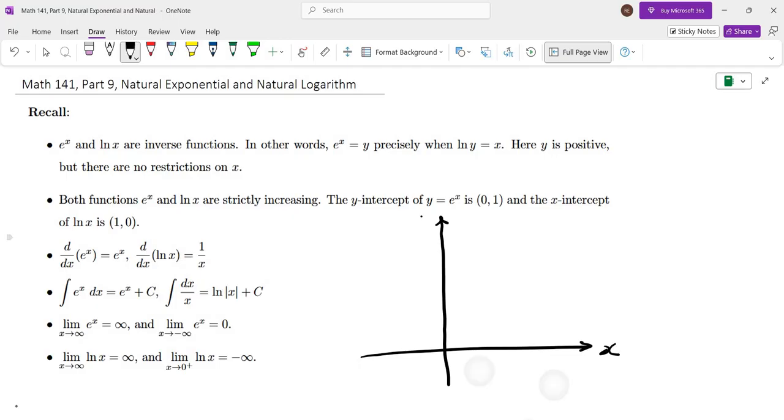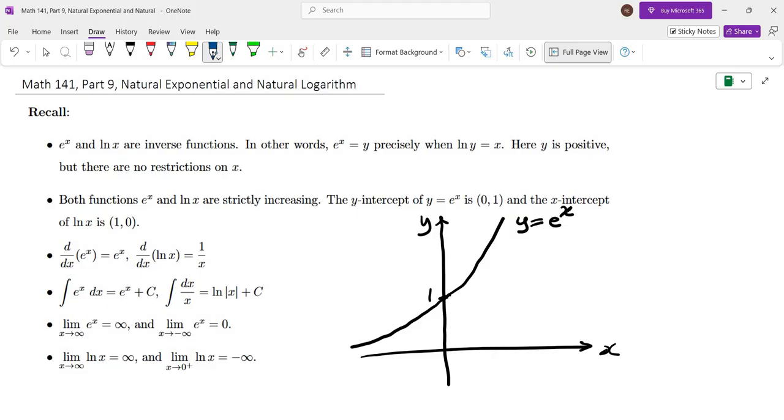If you look at the graph of e to the power of x and the graph of ln of x, these two functions are inverses of each other. The graph of e to the power of x passes through (0, 1), and it is exponential, so it goes to infinity as x goes to infinity. It goes to 0 as x goes to negative infinity. So this is y equals e to the power of x.